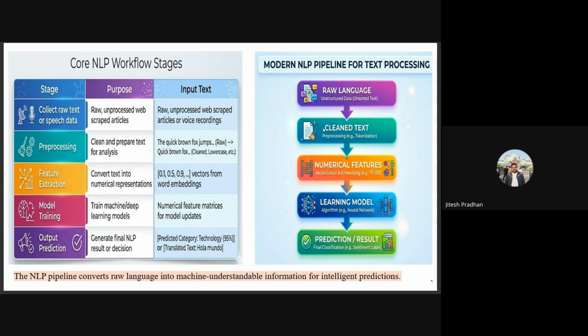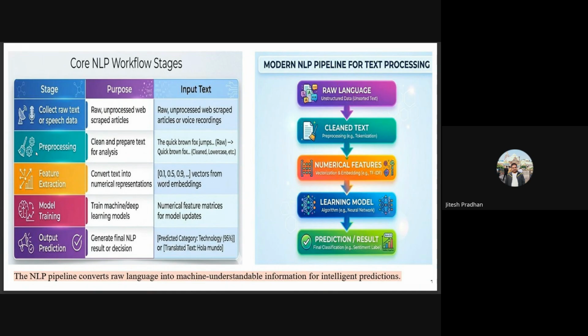At the second step we clean the data. Cleaning the text means we pre-process the text, and we will see what pre-processing techniques we have to use. Then we extract numerical features, and we use these features to train a model so that it can predict the result. So the first stage is to collect raw text or speech data. The input will be raw, unprocessed, transcribed material or articles.